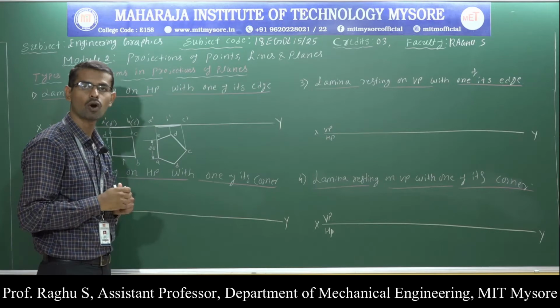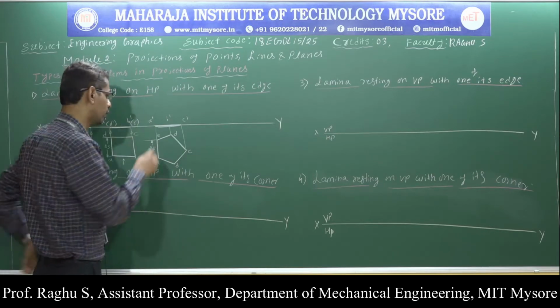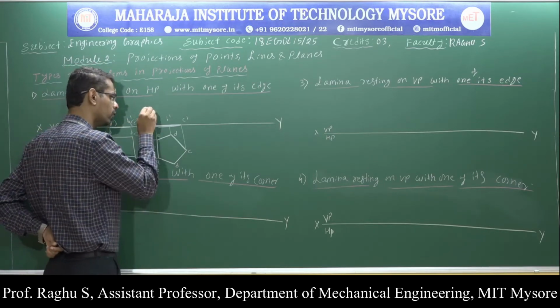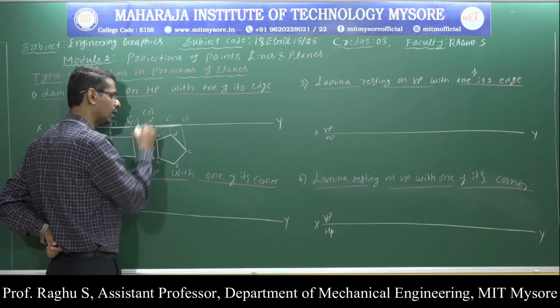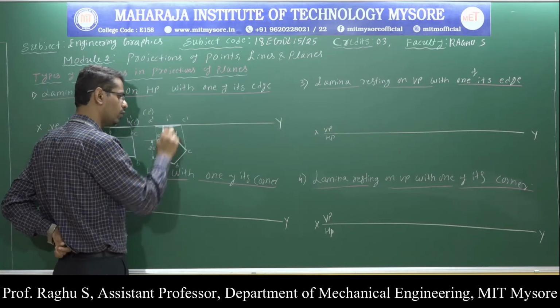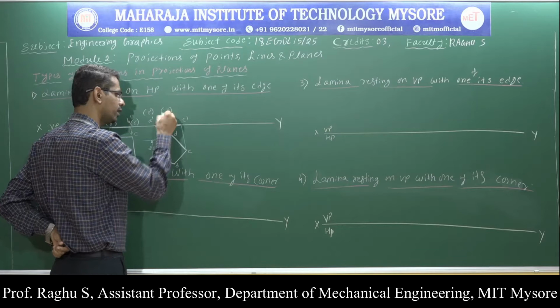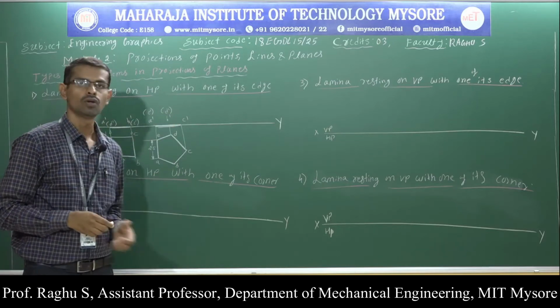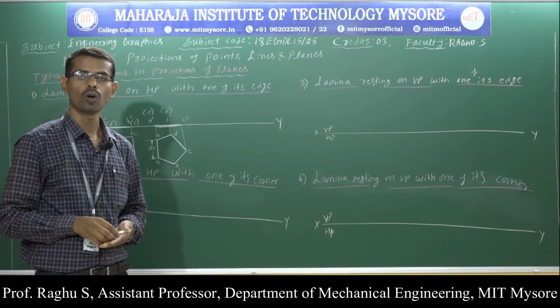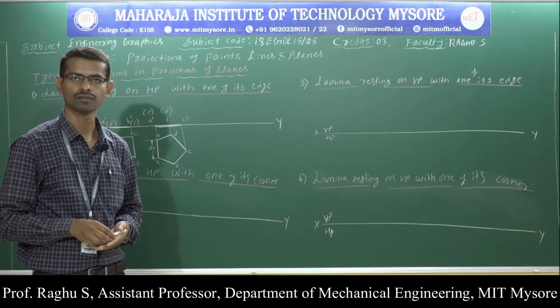The invisible corners are indicated in brackets. Here, behind A we have point E, it is invisible, E dash. Behind B we have point D, it is invisible, D dash. So this is the front view and top view of the pentagonal lamina.